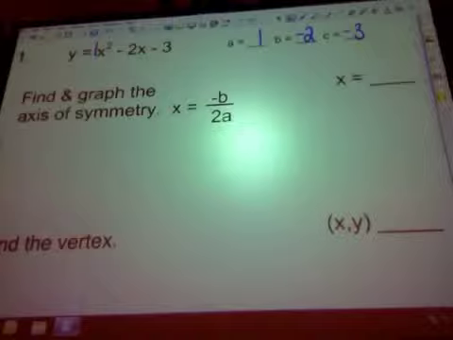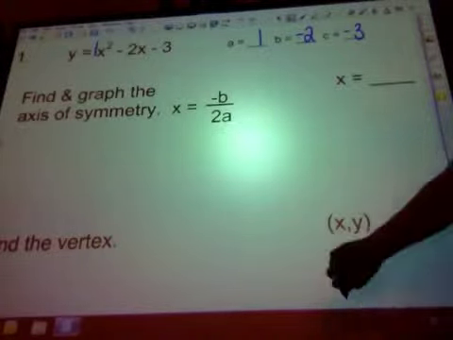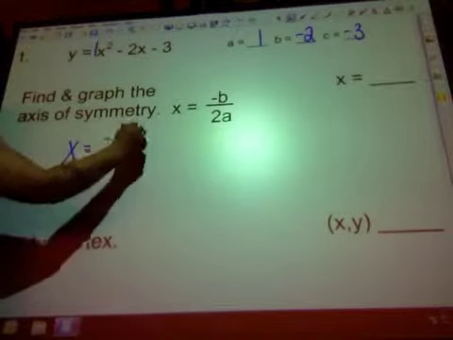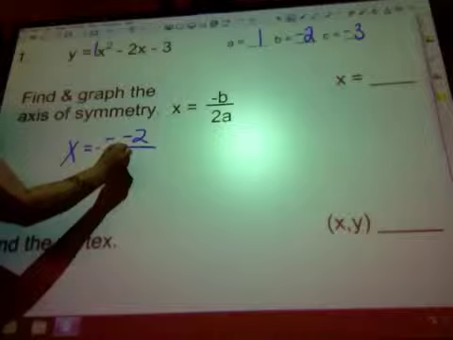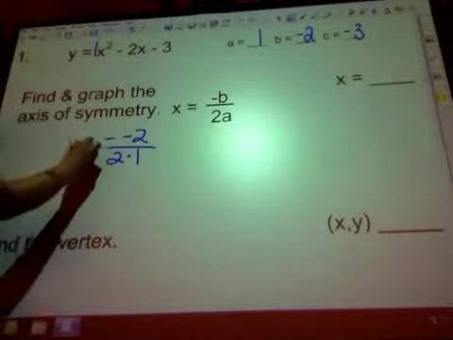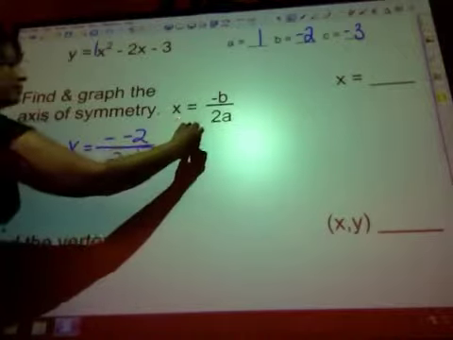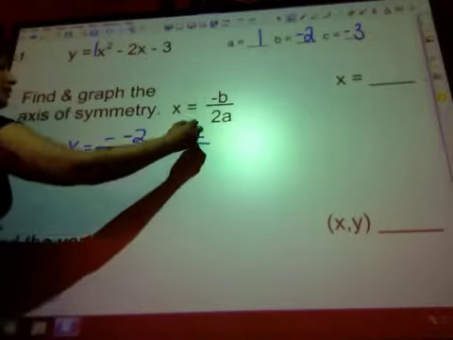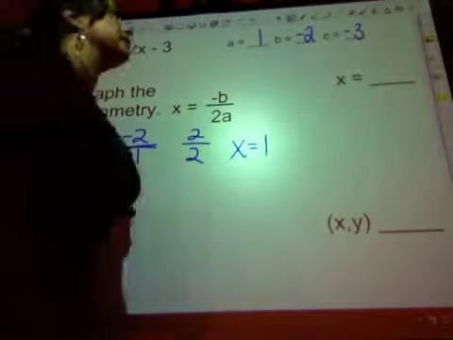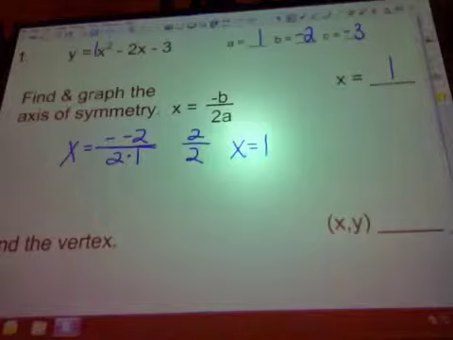The next thing we do is find and graph the axis of symmetry. So we use the formula x equals the opposite of b over 2a. In this case, our b is negative 2. So we are going to do x equals the opposite of negative 2 over 2 times a. And a, we decided, was 1. So the opposite of negative 2 is 2. 2 times 1 is 2. 2 divided by 2 is 1. So our axis of symmetry is at x equals 1.